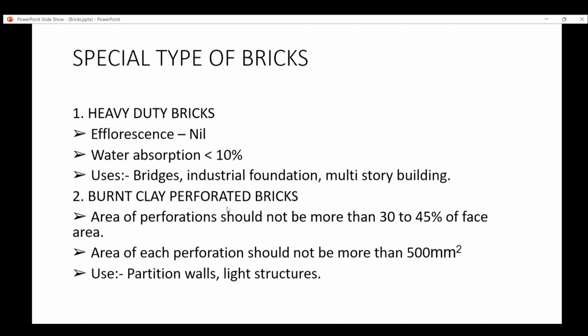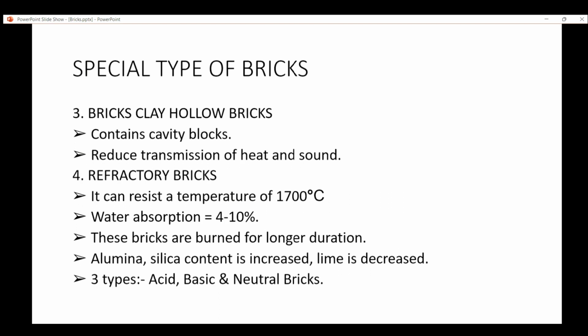Burnt clay bricks with efflorescence we use in partition walls and light structures, and the area of each formation should not be more than 500 square millimeters. Another special type is hollow clay bricks, which contain cavity blocks and reduce transmission of heat and sound.